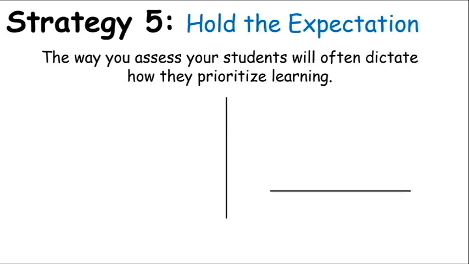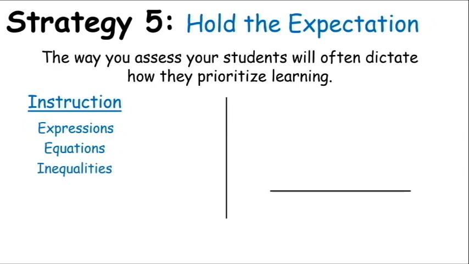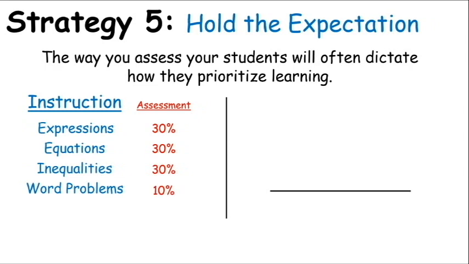Traditionally, we will teach our units something like this. When we do our instruction, we'll teach expressions, then equations, then inequalities, and then we'll do word problems. And when we generate our assessment, we'll probably make the assessment look something like this: 30% expressions, 30% equations, 30% inequalities, and then we'll tack on a few word problems at the end. The problem I have with this is, notice that word problems are only 10% of the focus of your unit.